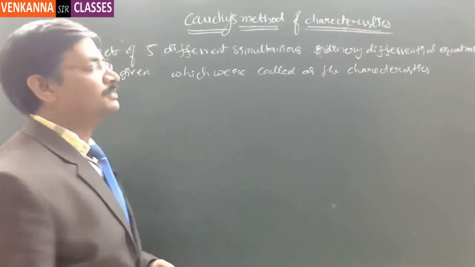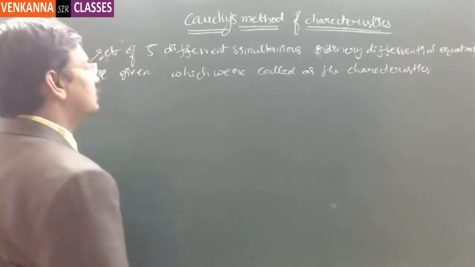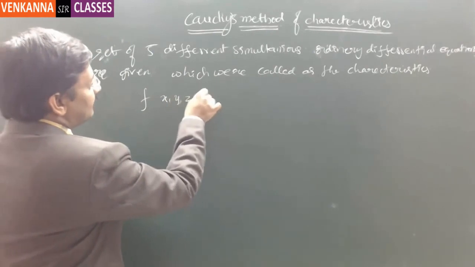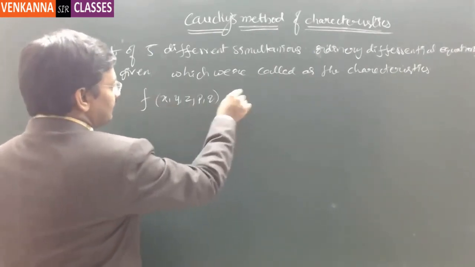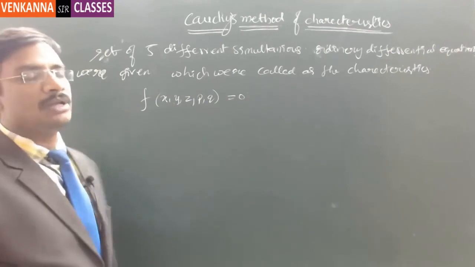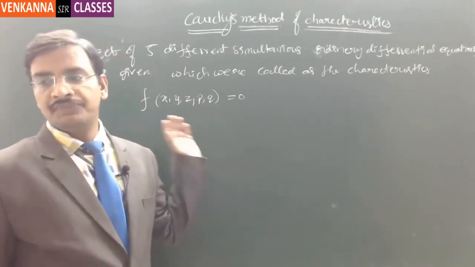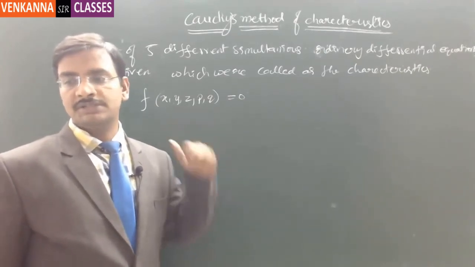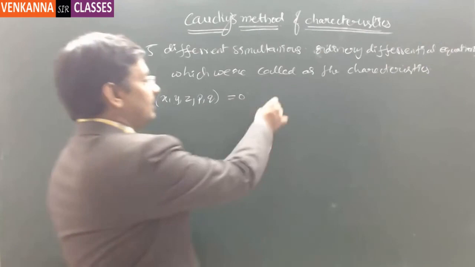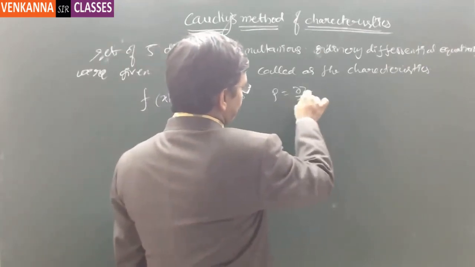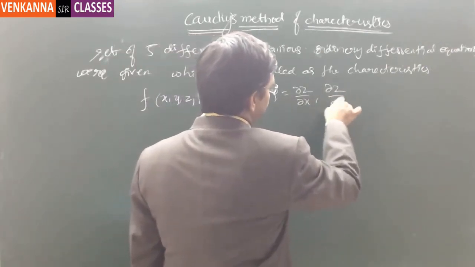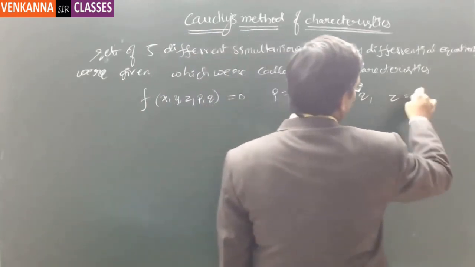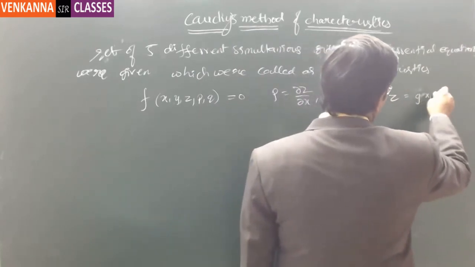Now this is Cauchy's method of characteristics. This method is going to be used if the differential equation is of the form f(x, y, z, p, q) = 0. Now this is a first order differential equation, maybe a nonlinear differential equation. Here x, y, z, p, q are all different variables involved in it. So p is dou z by dou x and q is dou z by dou y, and z is a function of x comma y, right?